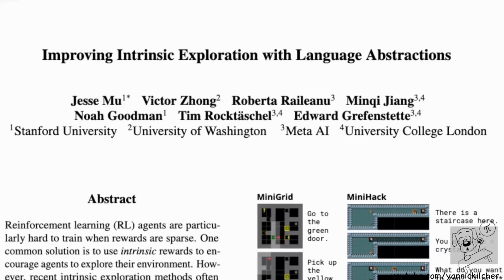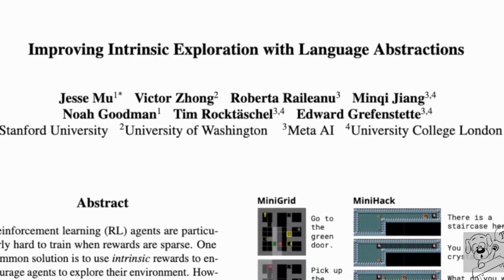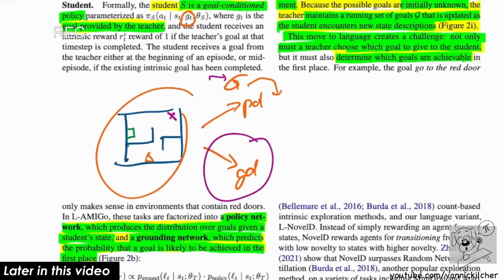Hi there, this is a comprehensive paper review on the paper Improving Intrinsic Exploration with Language Abstractions. This is a very cool paper because it combines language and the information that is in language with reinforcement learning, specifically the problem of exploration. I don't want to tell you too much more right now because we're going to dive into the paper in just a bit. So this video will explain in detail what is in the paper, how the method works, what they're doing. So by the end of this video, you should have a really good idea of what's in the paper.